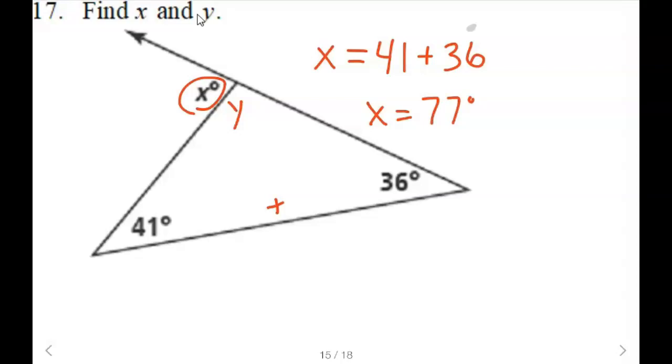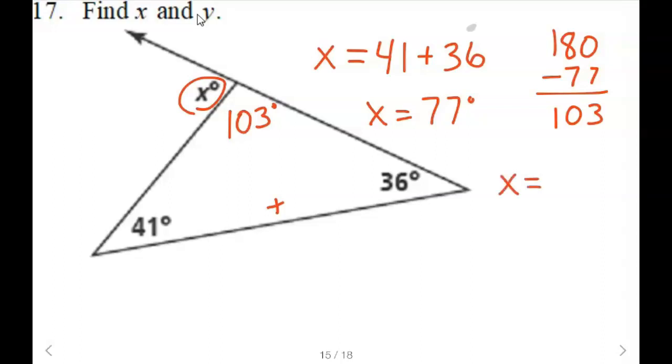Now, if you don't realize that relationship, you can still figure this out. If you add the two that you know, subtract from 180, you get 103 for this angle here. And so then that would be a linear pair with the x, and so then you could say that the x will equal 180 minus 103, and so eventually you end up with 77, or 77 degrees for that angle. So we found x.